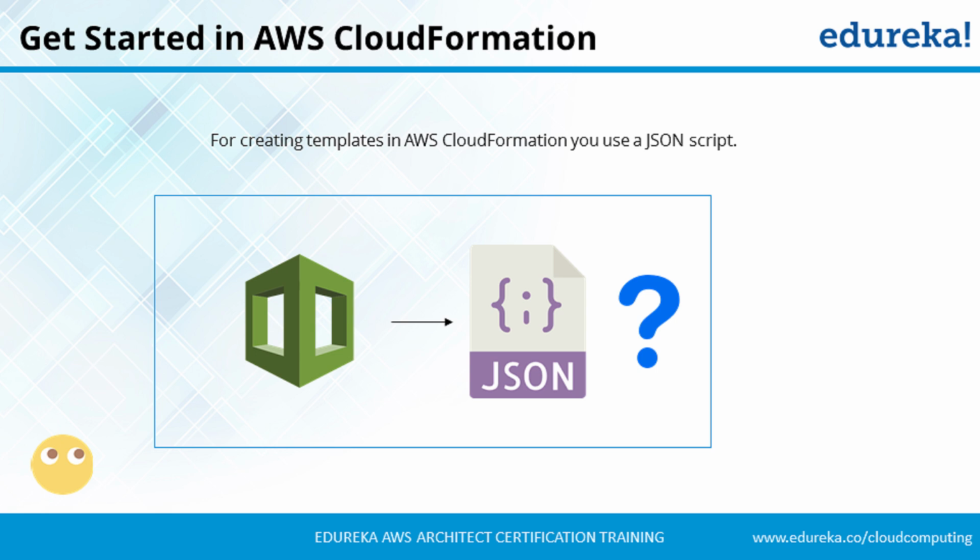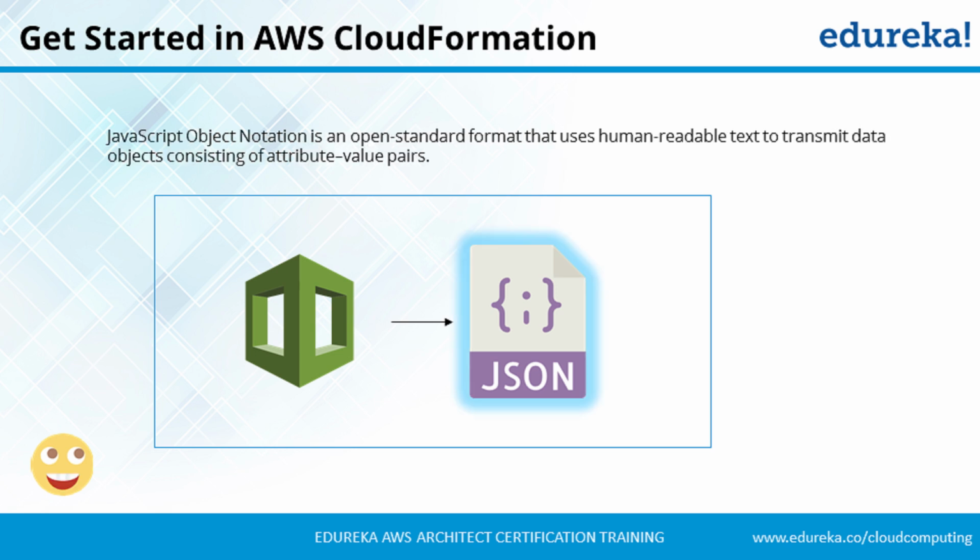Now, what is a JSON script then? A JSON script is basically a JavaScript Object Notation file, which is an open standard format. That means it is human readable, so you can read it as well as the computer. You don't need programming knowledge for this. What you as a user would be doing is designing your template in the CloudFormation designer, and that will automatically create a JSON script. You can do it the other way around as well. Like I said, you can create your own JSON script and feed it in the CloudFormation designer.